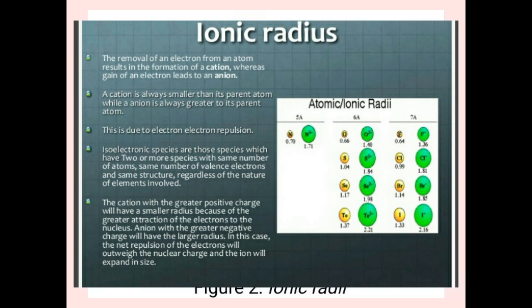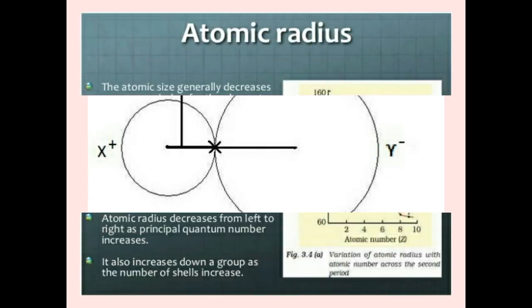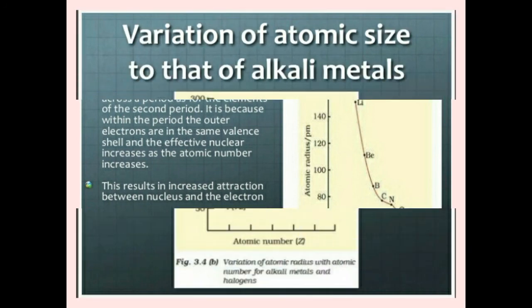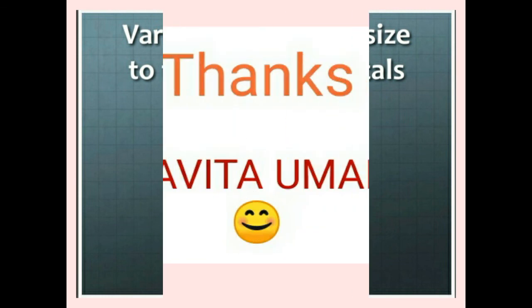This is ionic radius. As I have told you, cations are always smaller than anions, so X plus is the cation and Y minus is the anion. Clear? So this is a trend. When we move from lithium to fluorine, the radius always decreases, and when we move from hydrogen to lithium, lithium to sodium and sodium to potassium, the radius increases. Clear? Remember this. Thank you.